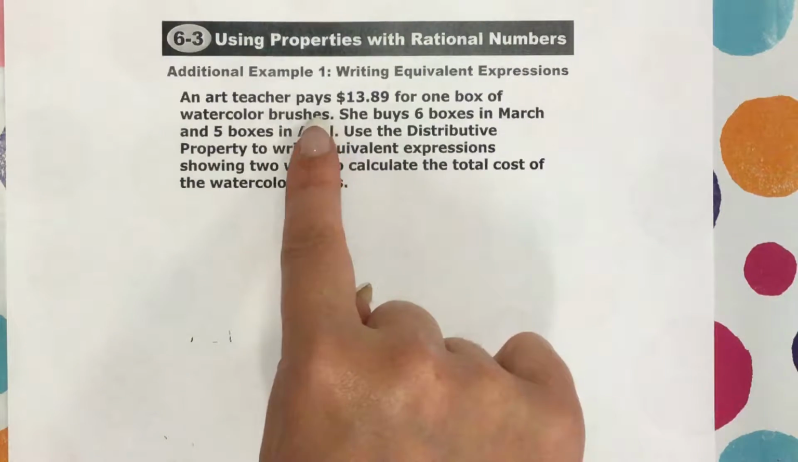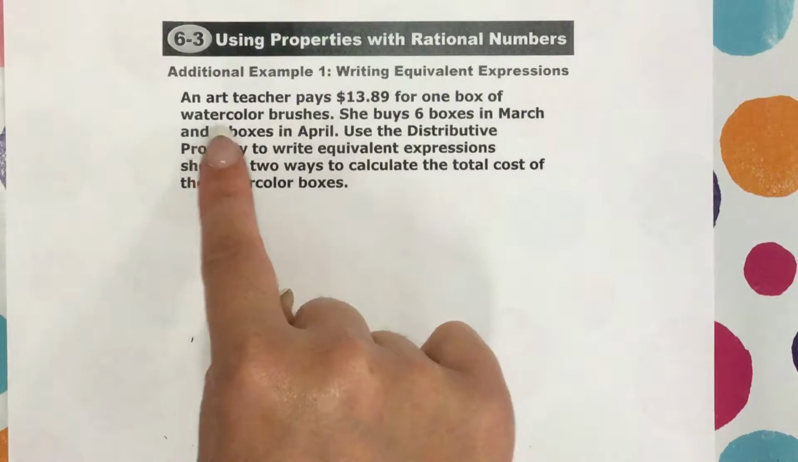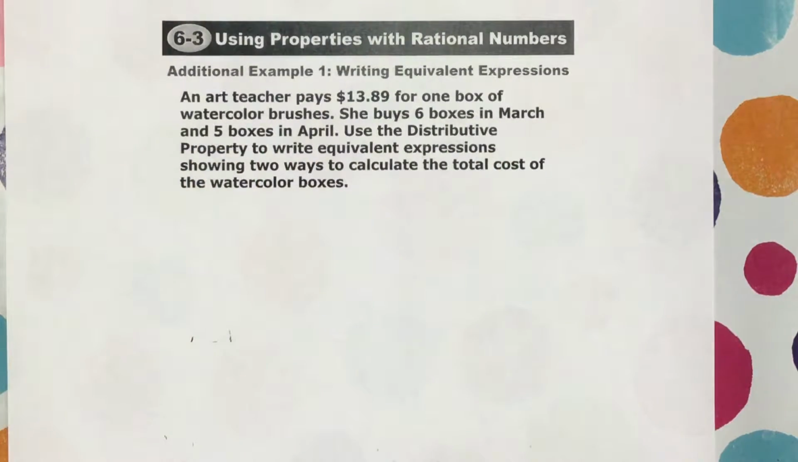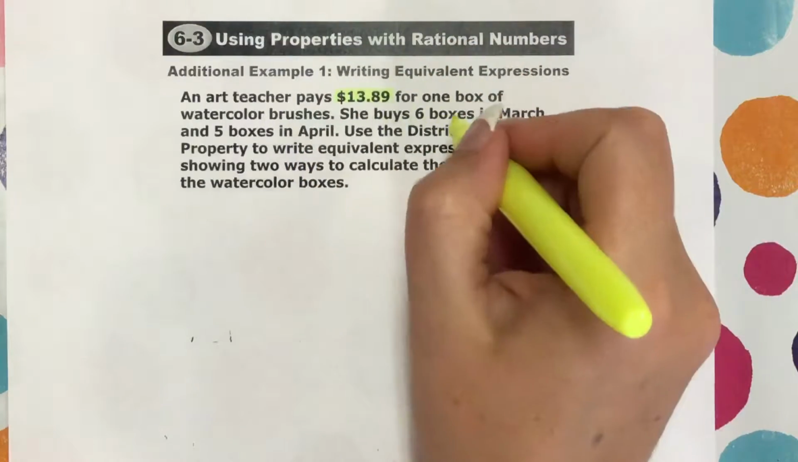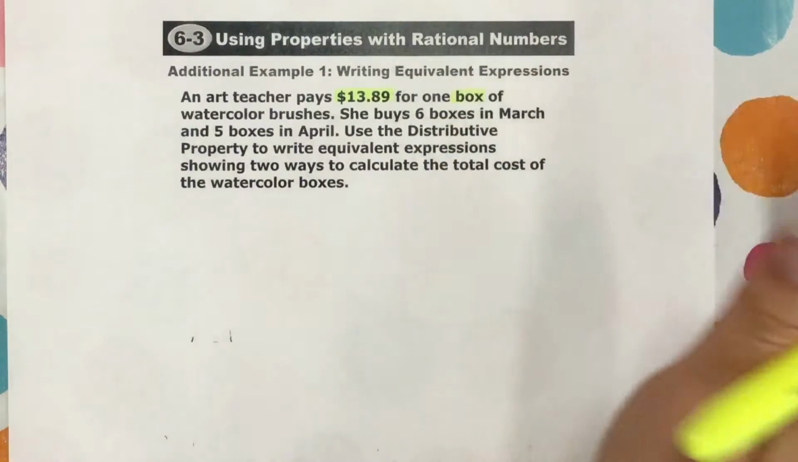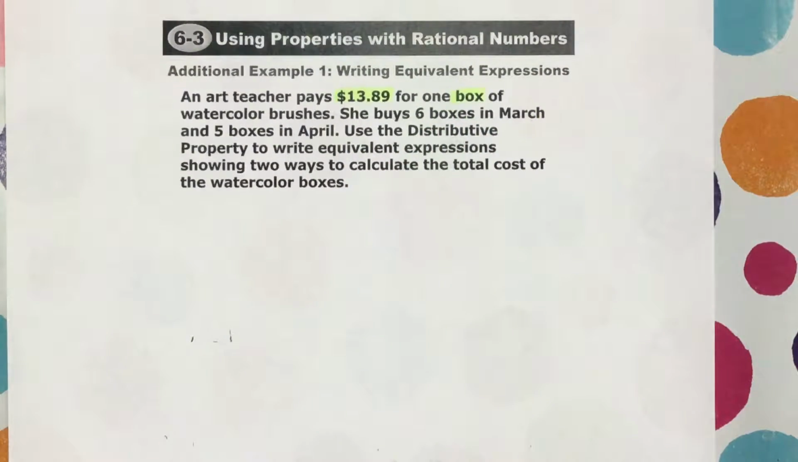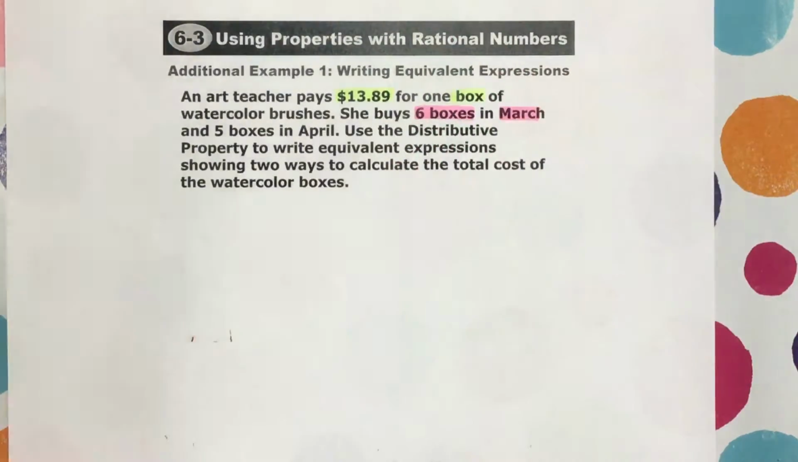It says an art teacher pays $13.89 for one box of watercolor brushes. So that's an important piece of information. I'm going to highlight it. $13.89 per box for one box of watercolors. She buys 6 boxes in March. So 6 boxes in March. And then 5 boxes in April.